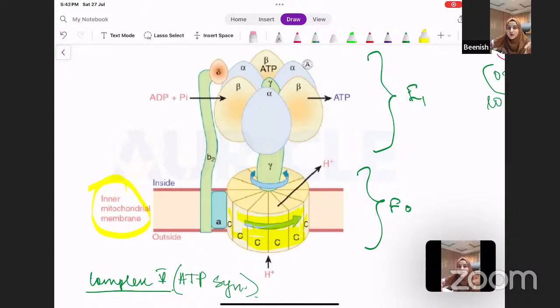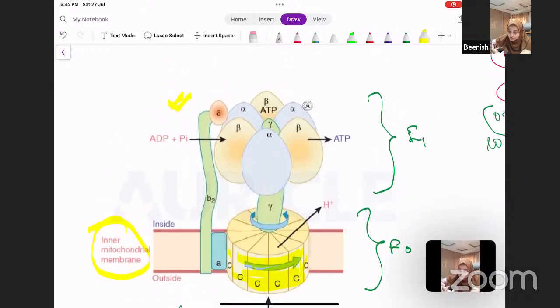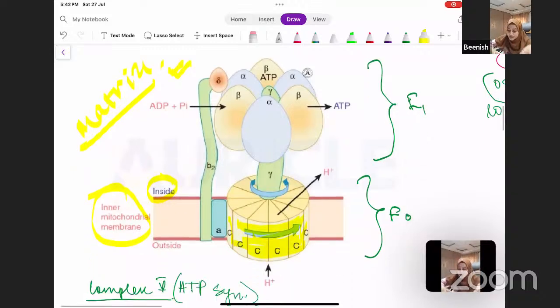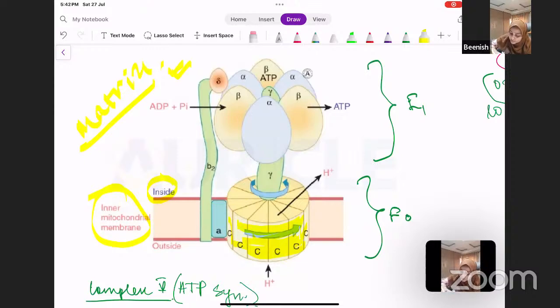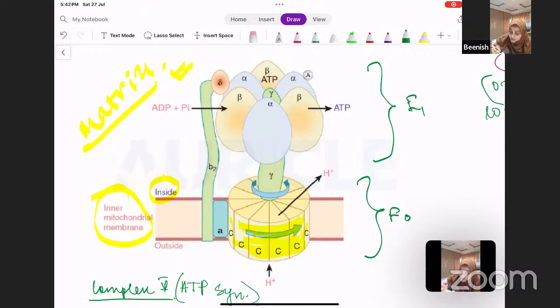Then I said your F1 is protruding into the matrix. So you can see this is how it is protruding into the matrix on the inside. This is the matrix side. F1 is protruding into the matrix and it is connected to F0 via the gamma subunit. Now your F1 has 3 alpha, 3 beta, 1 gamma, 1 delta, and 1 epsilon.